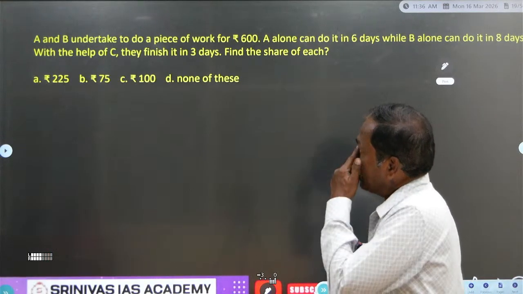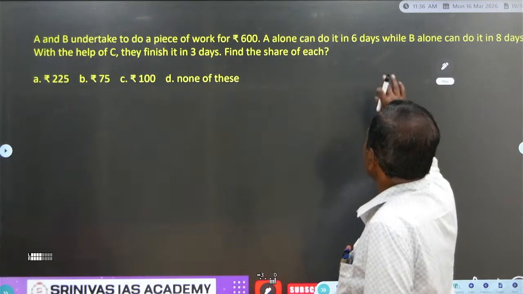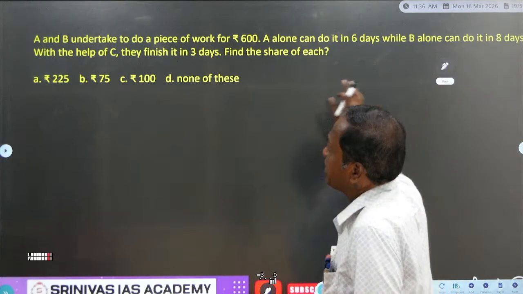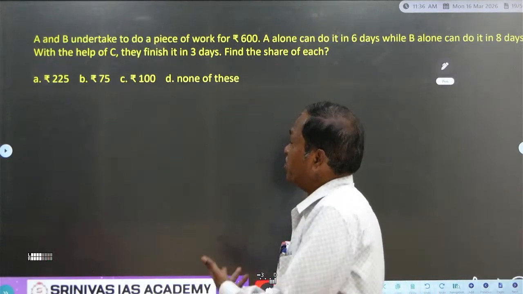A and B undertake to do a piece of work for rupees 600. A alone can do it in 6 days, B alone can do it in 8 days. With the help of C, they finish it in 3 days. There are 3 people you can take.